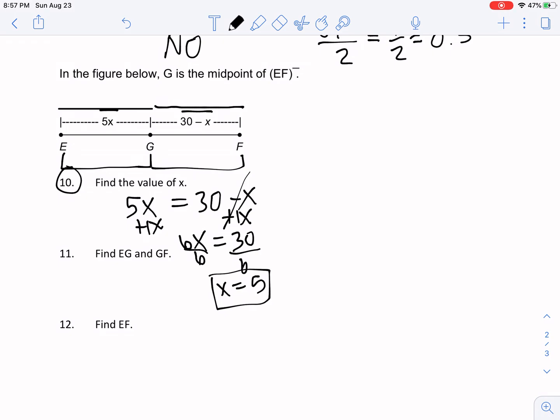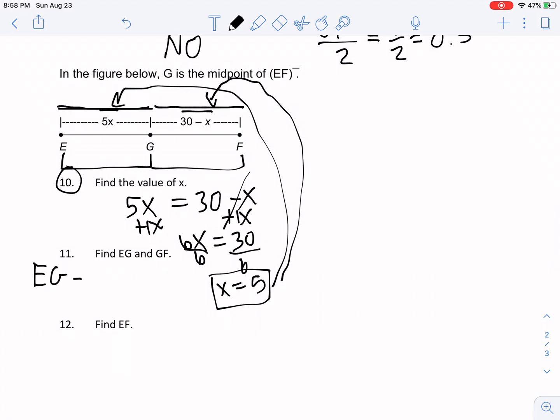Well, now that we know that x is equal to 5, how can I find EG? Remember, EG's distance is given to be 5x. We know x is 5, so can't I just substitute this in for x? Yes, and I can do the exact same thing to find GF. So all we're going to do is substitute those in. We know EG is equal to 5x, and we know that x is equal to 5.